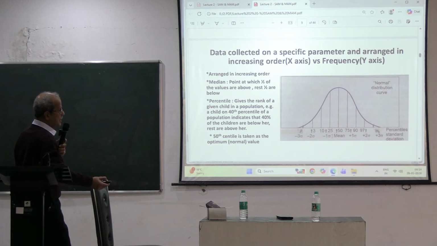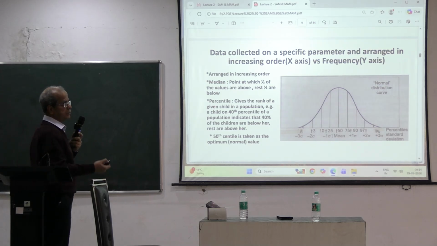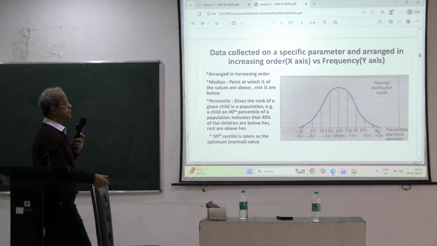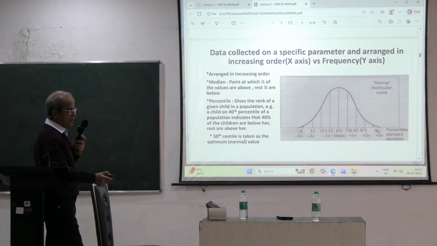Suppose your roll number 1 has secured, say, 75% marks in the exam, and his rank is the centile. Say he has secured 75% of marks, and he has stood, say, 10th in the class. So his rank is how much?